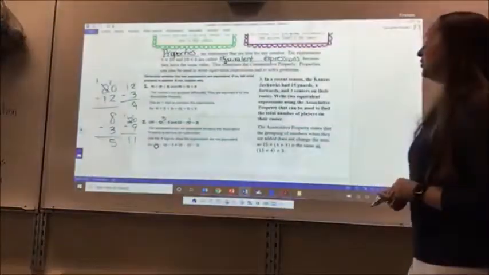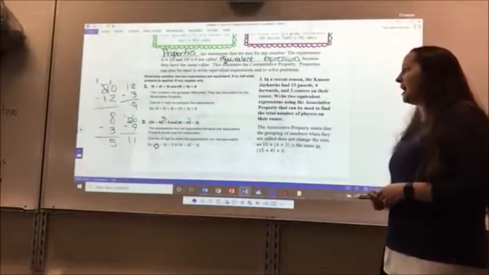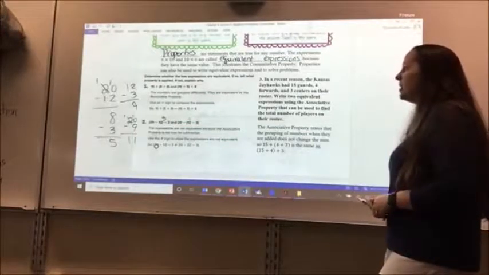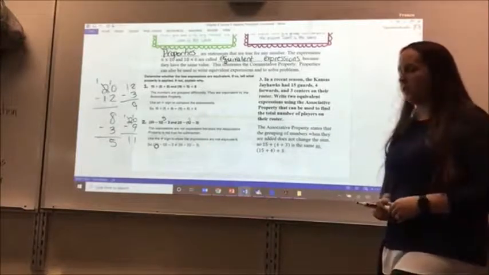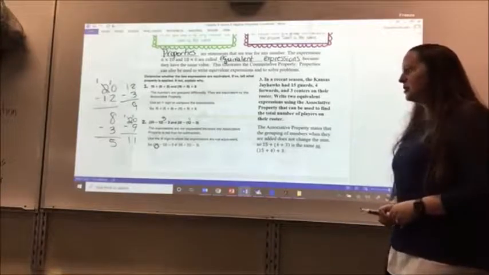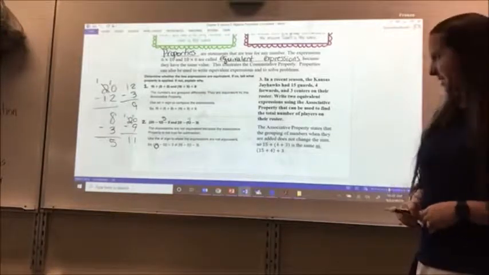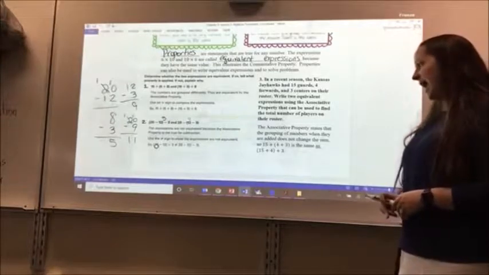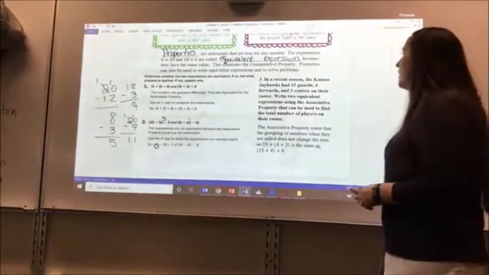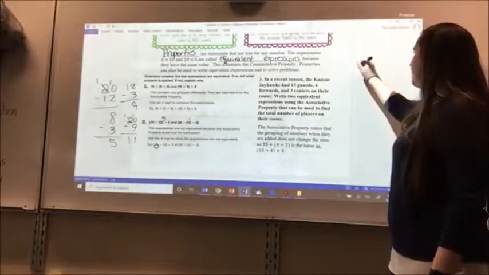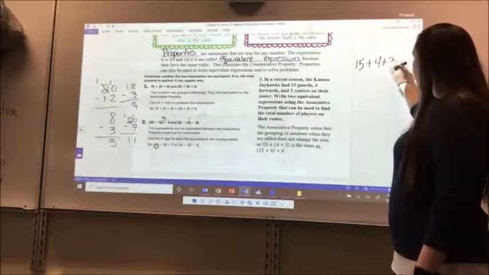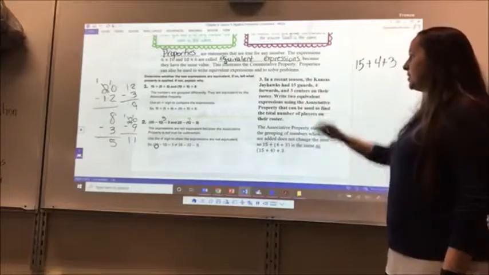All right, number 3, in a recent season, the Kansas Jayhawks had 15 guards, 4 forwards, and 3 centers on their roster. Write 2 equivalent expressions using the associative property that can be used to find the total number of players on their roster. So, the associative property states that the grouping of numbers when they're added does not change the sum. Remember, sum's addition. Okay? So I can write this as 15 plus 4 plus 3. 15 guards plus 4 forwards plus 3 centers.